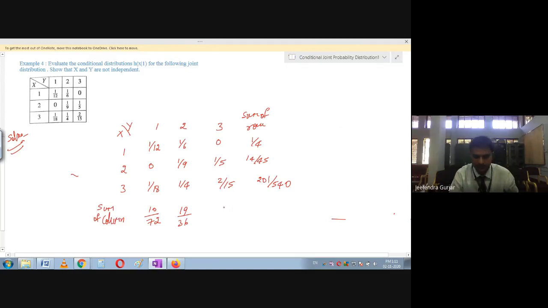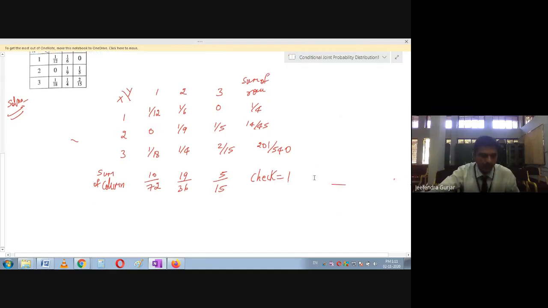So please check this also, sum of columns, that is 0 plus 1 upon 5 plus 2 upon 15. So I think you are going to get here 5 upon 15. Please check yourself students. Please check this value will be equal to 1. Add 10 upon 72 plus 19 upon 36 plus 5 upon 15 will be equal to 1. Then we say this satisfies marginal distribution. So first you are going to find the marginal distribution students. So very important. Please remember this.